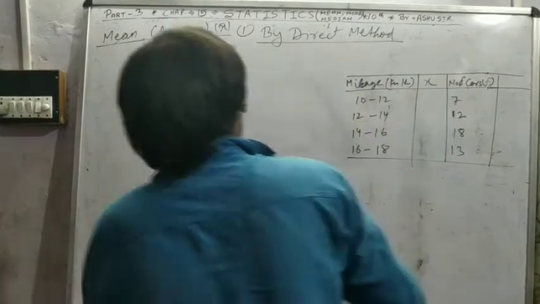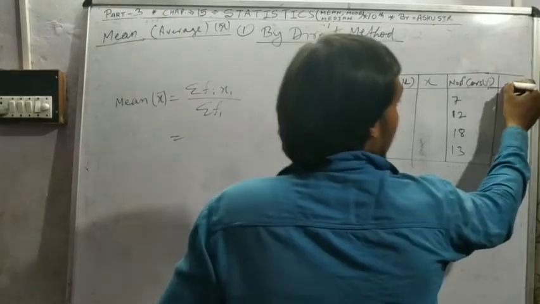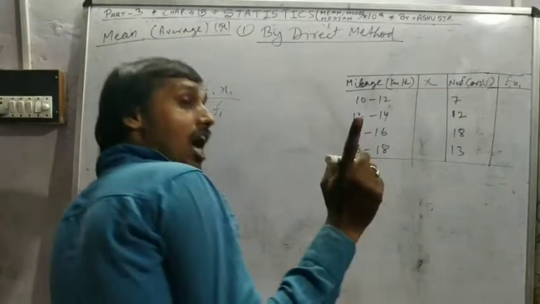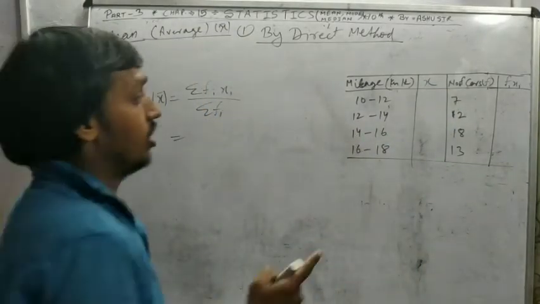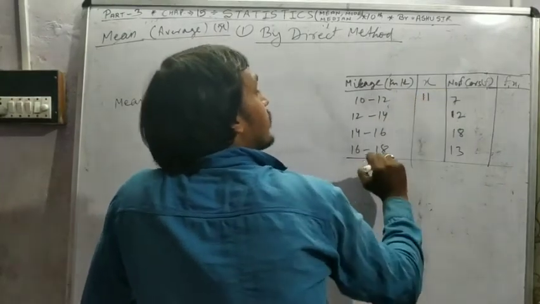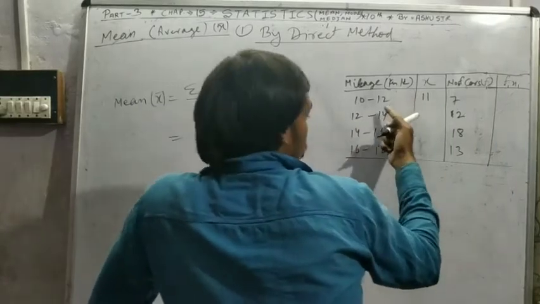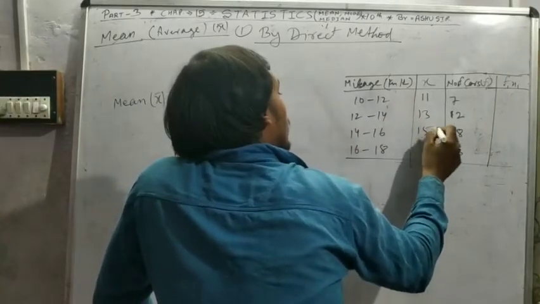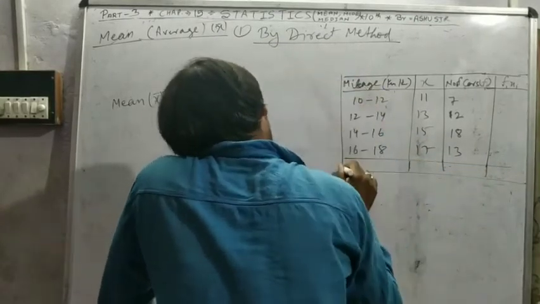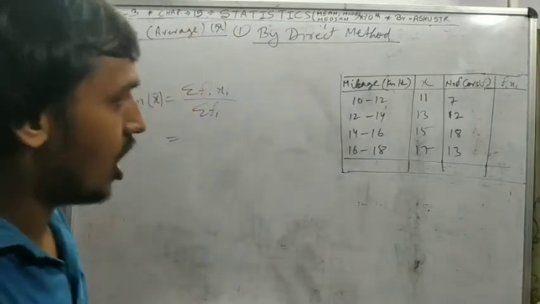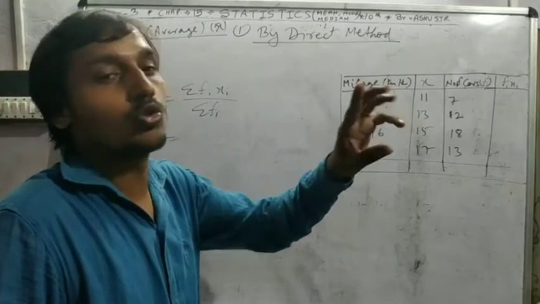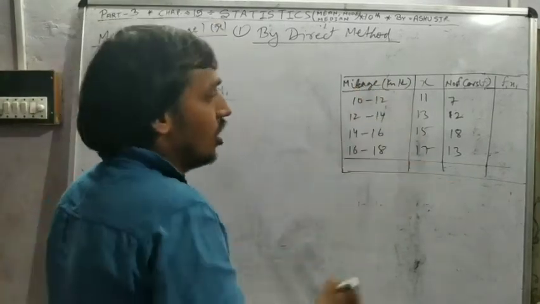We want the column for x so we can find fx. x means class mark: 10 plus 12 upon 2 is 11, 12 plus 14 upon 2 is 13. I hope you can add and divide by 2 to get the class mark. Here the class size is only 2, that is 12 minus 10.